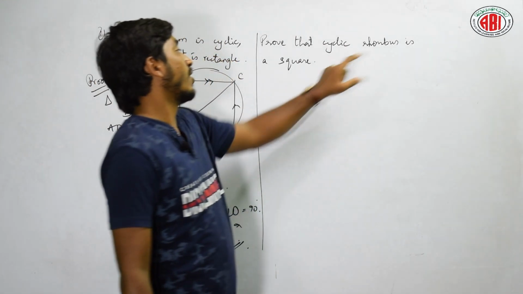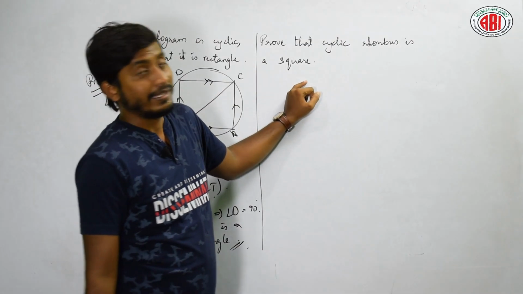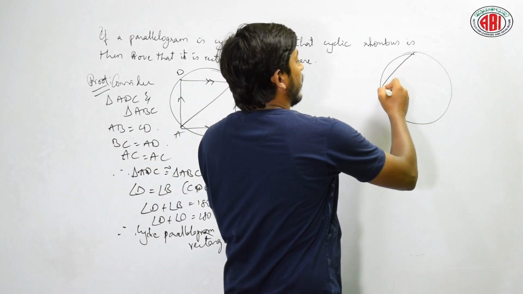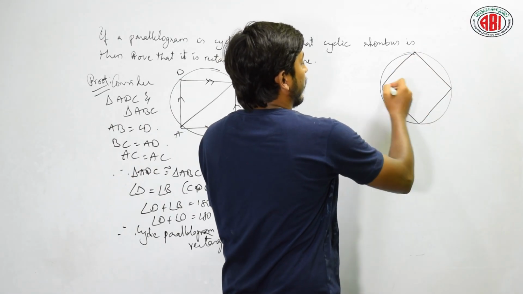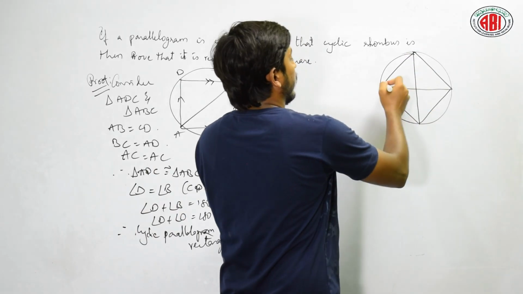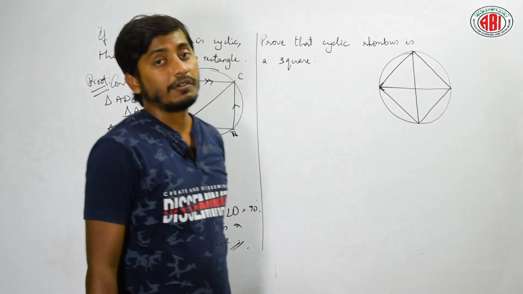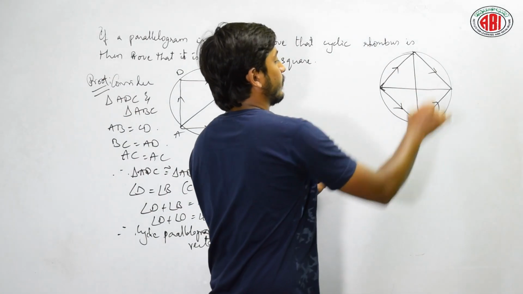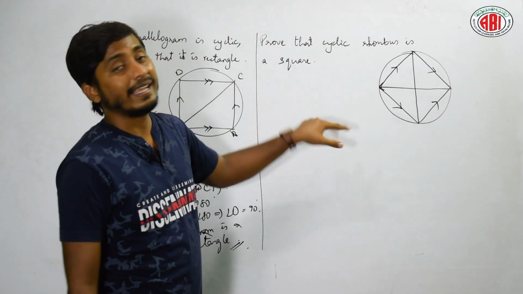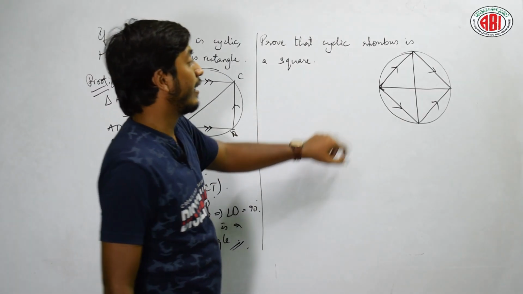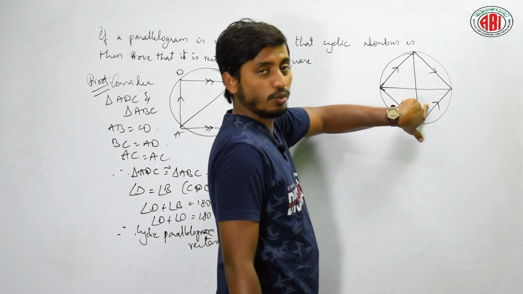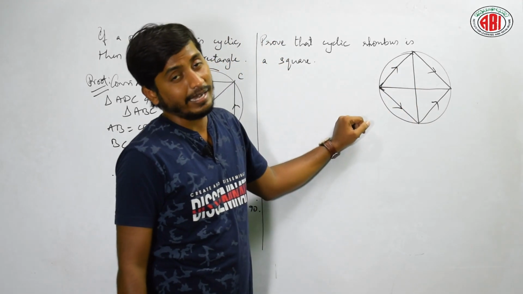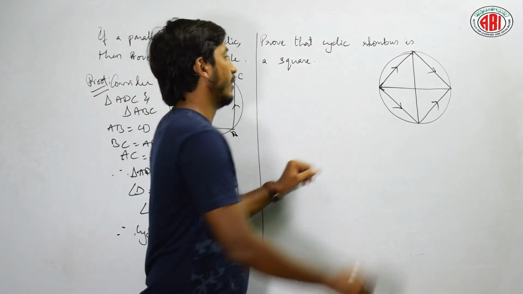Prove that a cyclic rhombus is a square. Just tell me. Let us consider a circle and a rhombus, okay. Fine. Now tell me, rhombus means the same, opposite sides are equal. Fine. Then what about the angles? Angles, here the same thing. Let us prove these two. Okay. In a rhombus, the vertex angles are not 90. So let us prove it as 90.